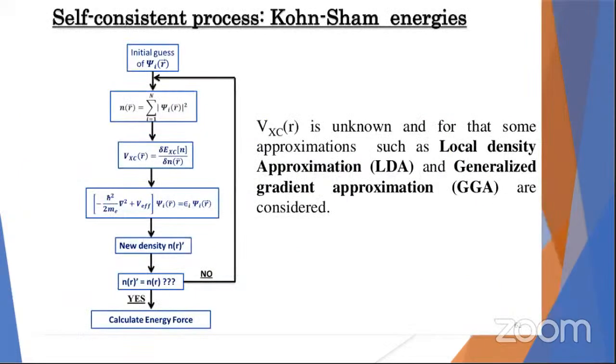This is the method adopted by DFT. We start from the wave function and calculate the carrier density as a function of position, and then Vxc. This is the flow chart. The iteration is repeated until the system is optimized, and the final result is found in terms of calculated energy and force.